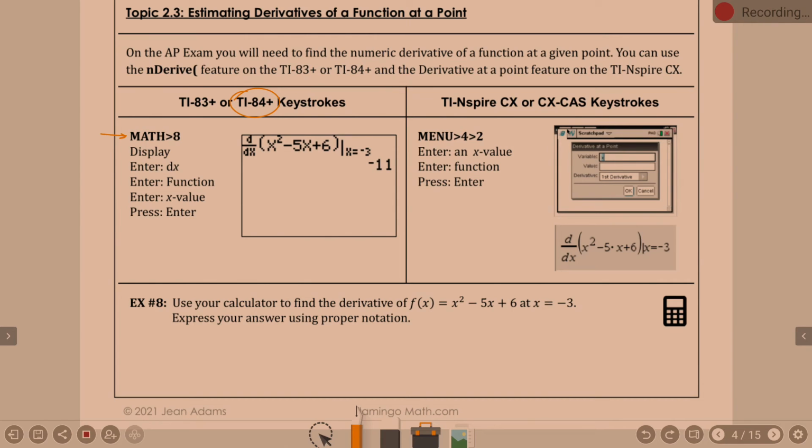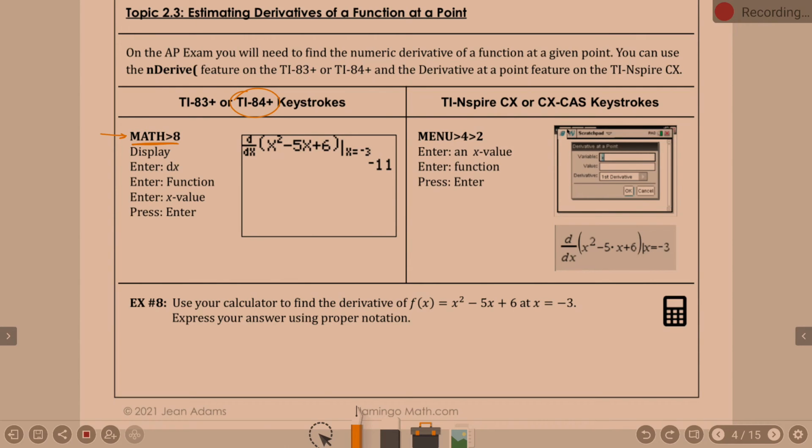Okay, and that's what we will be working with. Now, you can just pick Math 8. You have to enter this various information here. This will not tell you that the derivative of x squared minus 5x plus 6 is 2x minus 5. But it will tell you the derivative of x squared minus 5x plus 6 evaluated at -3 is -11.